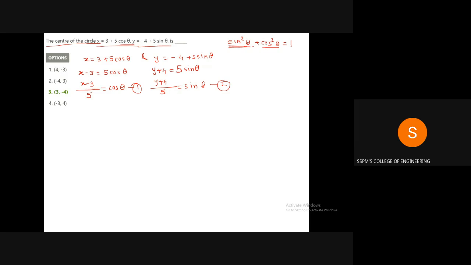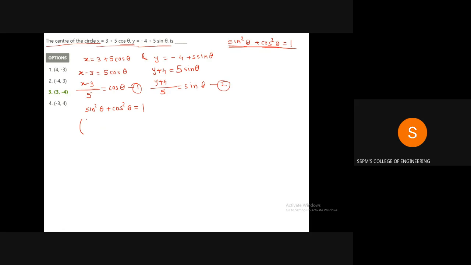Now we will use the basic identity of trigonometry, that is sin square theta plus cos square theta is equal to 1. So let us write it again here. Sin square theta plus cos square theta is equal to 1. Now we will put both these equations in this identity. The value of sin theta is y plus 4 divided by 5, and the value of cos theta is x minus 3 divided by 5.